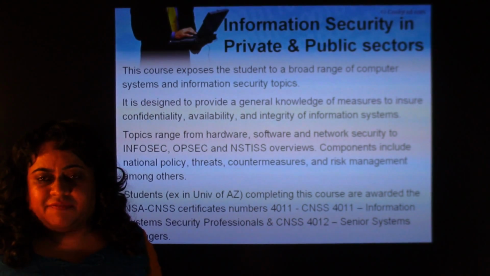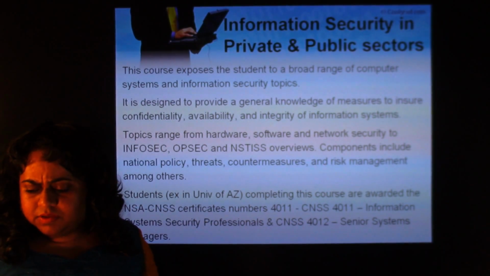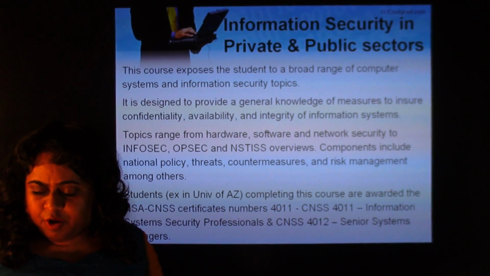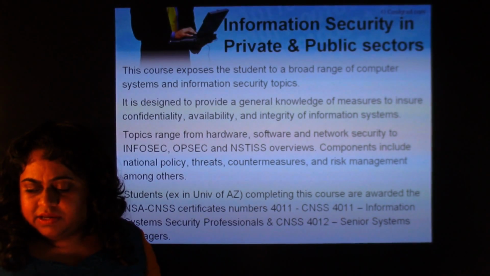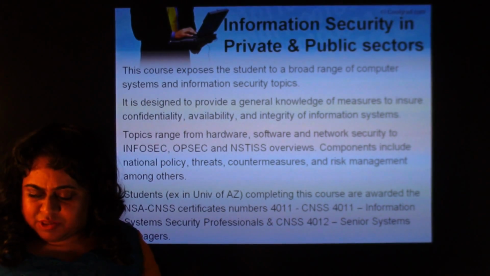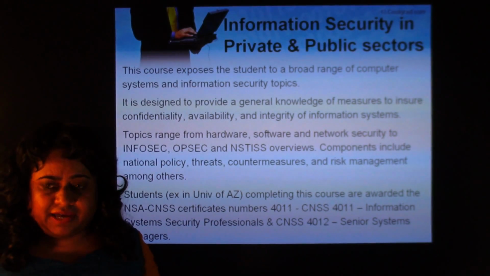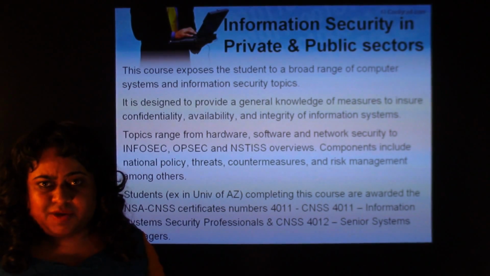Information security in private and public sectors. The course exposes the student to a broad range of computer systems and information security topics, designed to provide a general knowledge of measures to ensure confidentiality, availability, and integrity of information systems.